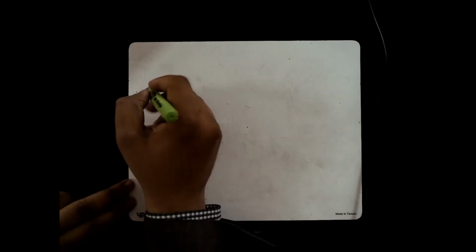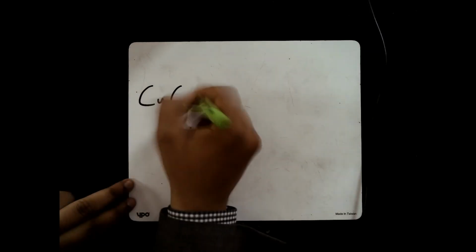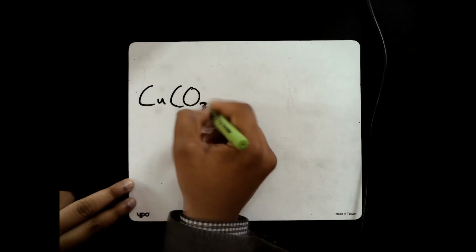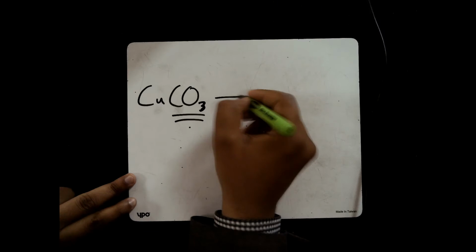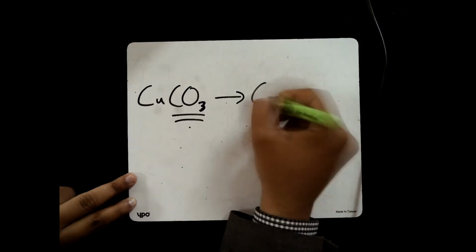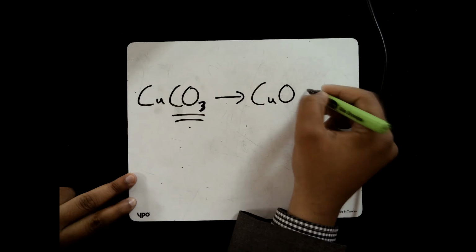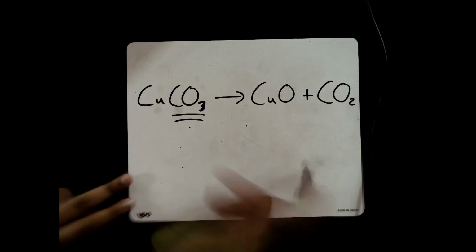Right, let's look at some equations to do with these. Okay, so the carbonates will always end in CO3. That's the carbonate group. When this breaks down, it will break down into copper oxide plus carbon dioxide. And if we try to balance this, it should all balance out.